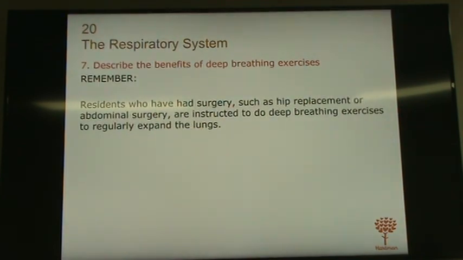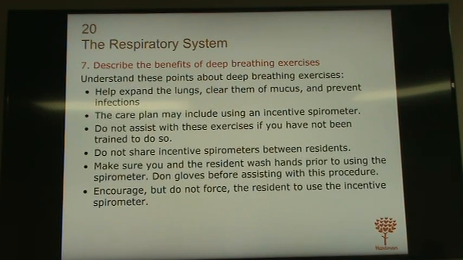Resident deep breathing exercises, we just did that. So remember, residents who have had surgery such as hip replacement or abdominal surgery are instructed to do deep breathing exercises regularly to expand the lungs. So just keep taking a deep breath, hold it. As you're holding it, it's expanding the lungs. You breathe out, breathe in again, hold it. So you keep doing it several times. That's breathing exercises. It helps expand the lungs.